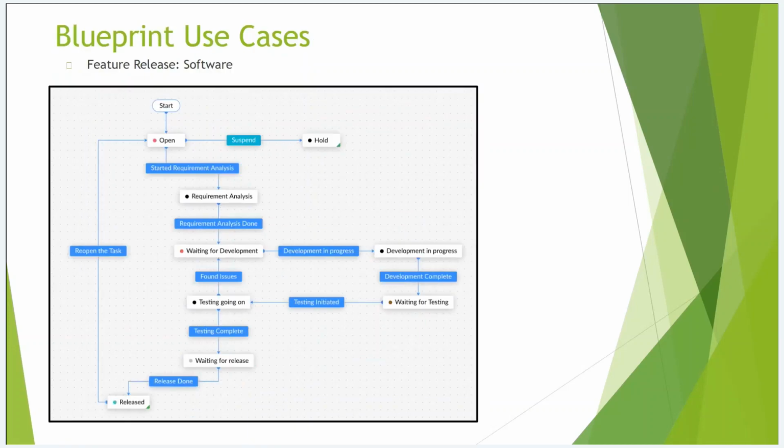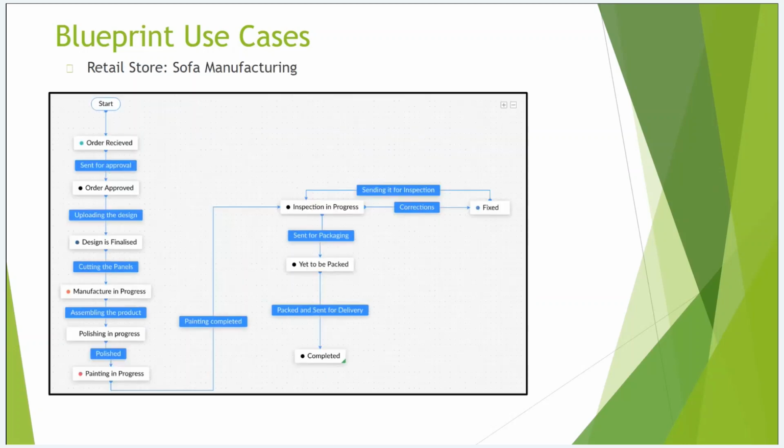Future releases of software, where we can see they open and hold, or they open and find the requirements, develop, test, and release. For manufacturing, someone makes an order, the order is approved, designed, manufactured, polished, painted, inspected, where it will either pass or not pass, but after passing, it's packed, sent for delivery, and completed.